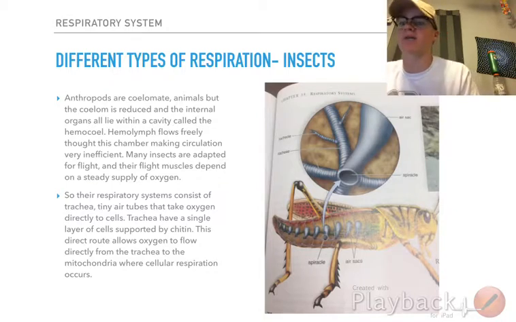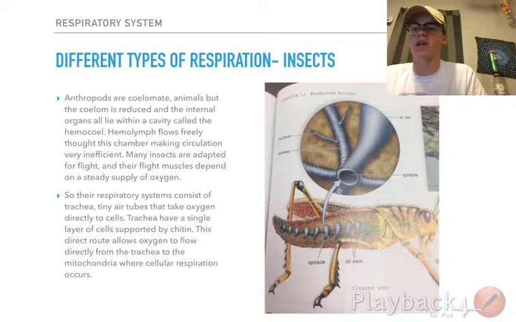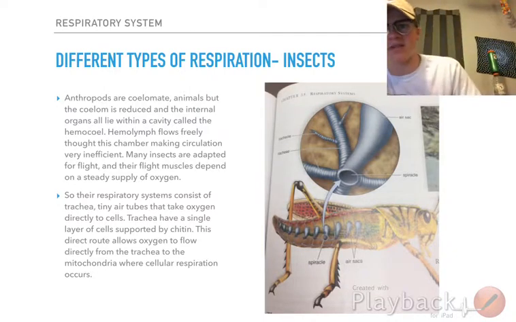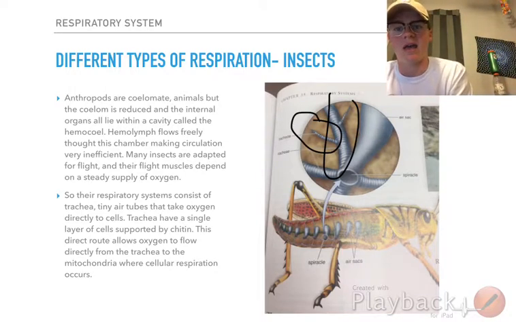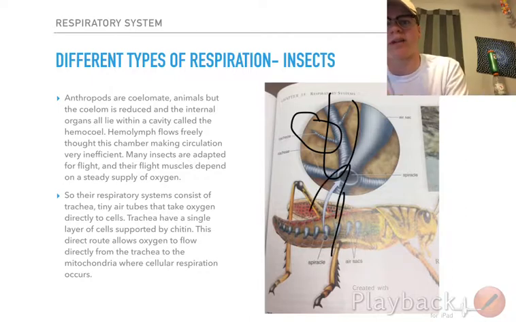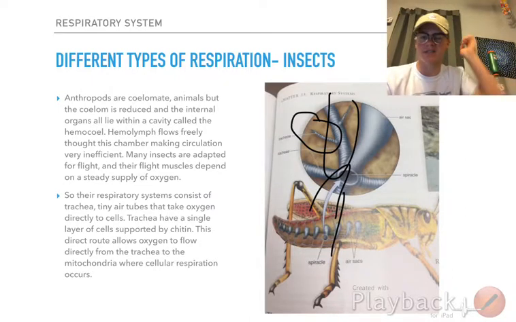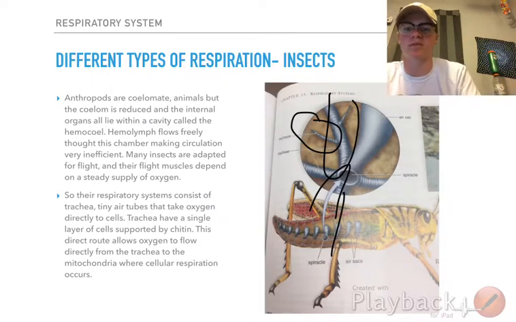So the respiratory system consists of trachea, tiny air tubes that take oxygen directly to cells. Trachea have a single layer of cells supported by chitin. This direct route allows oxygen to flow directly from the trachea to the mitochondria, where cell respiration occurs. See here in the picture on the right, there's the trachea and the smaller tracheoles that branch from it. And then this is where the air will go, right into this air sac, and that's what allows insects to have very efficient respiration.